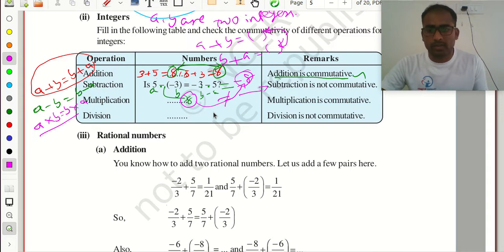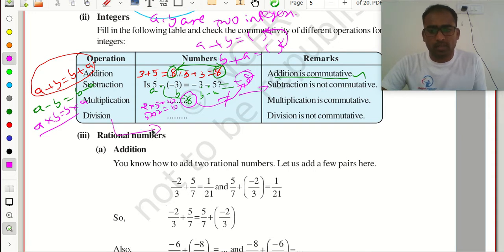Understood? Then we will check. I can check here with an example also, no problem. Just 2 multiplied with 5. How much will I get? 10. 5 multiplied with 2. How much will I get? These two 10s are equal, no? So I can say multiplication is commutative. Why? Because 2 is an integer, 5 is also an integer. 2 into 5 is also 10. 10 is also another integer.